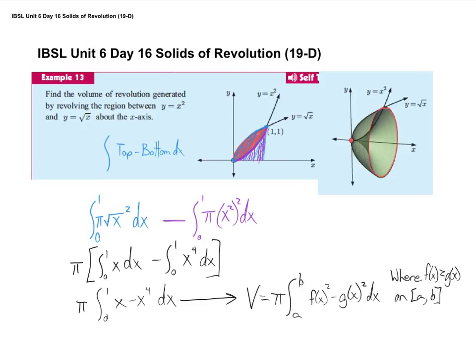Okay, if they overlap and switch, we'd need to break it up. But the top function, the greater function comes first. So we do f of x squared and we do g of x squared and we subtract them. Okay? How can we find out which function is greater if we don't have a graph? If you don't have a graph, you could simply plug in any number in between a and b. Like here it's 0 to 1. If you plugged in a half, whichever number is greater, that's going to be the greater function.